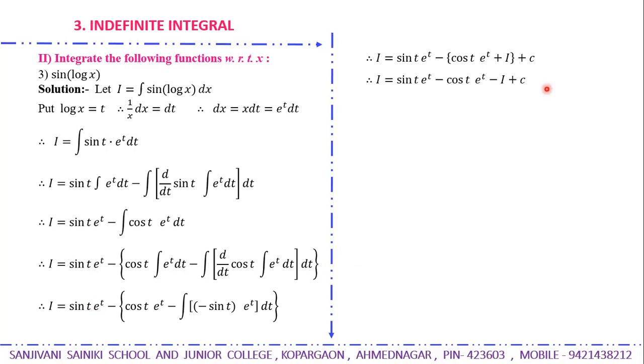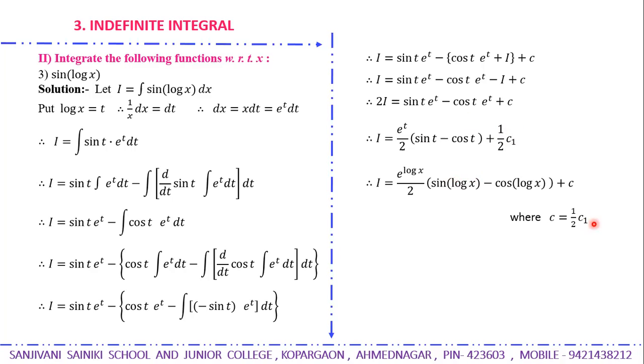After finding the integral, we will get I is equal to sin t e raised to t minus, in curly bracket, cos t e raised to t plus I, plus c. That is sin t into e raised to t minus cos t into e raised to t minus I plus c. This minus I will come to this side and we will get 2I, and we can take e raised to t common from these two terms. So in the next step we get e raised to t upon 2 times sin t minus cos t plus 1 upon 2 times c1. So this 1 upon 2 times c1 is nothing but c.